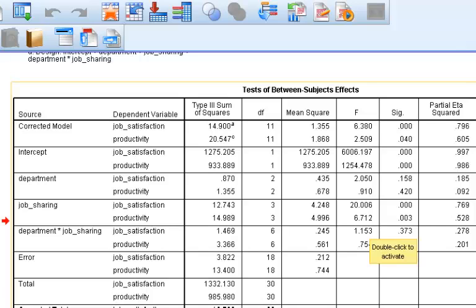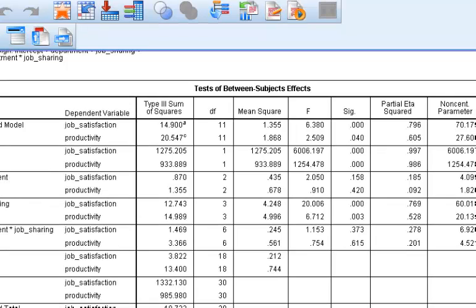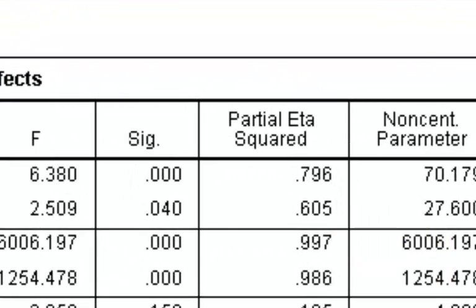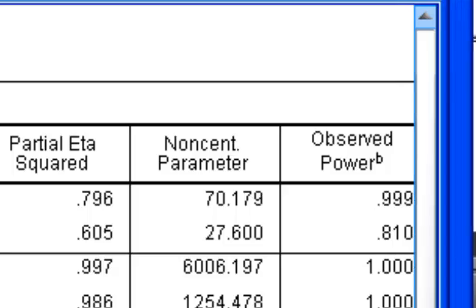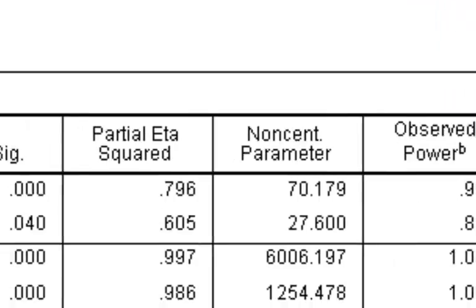Okay. So the only thing that seems to be affecting both job satisfaction and productivity is how long a person gets to job share. It looks like the more they get to job share, the higher the productivity and the higher the job satisfaction. Hoorah! So let's look at the effect size. And it's pretty big. It's about 79%. And our power, again, is really big. It's almost perfect, okay?